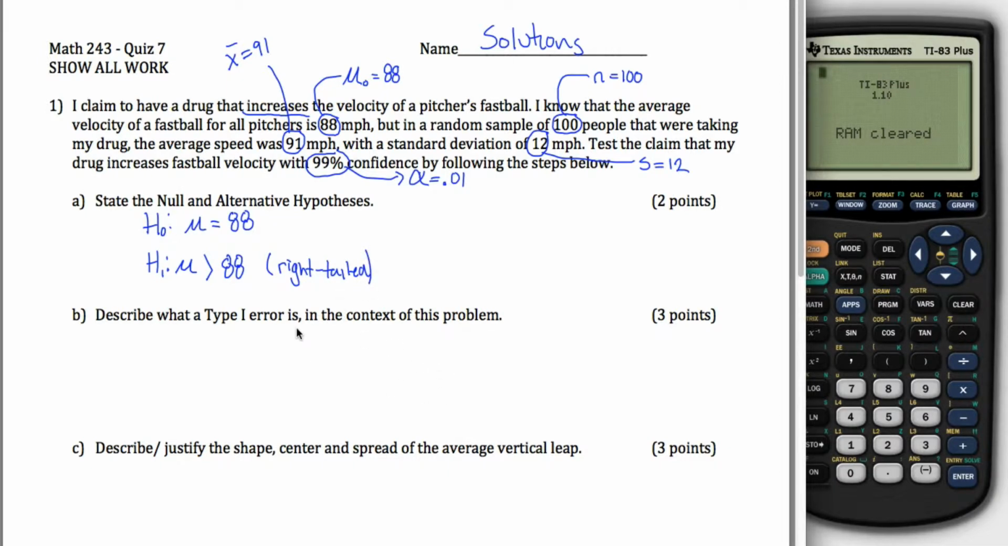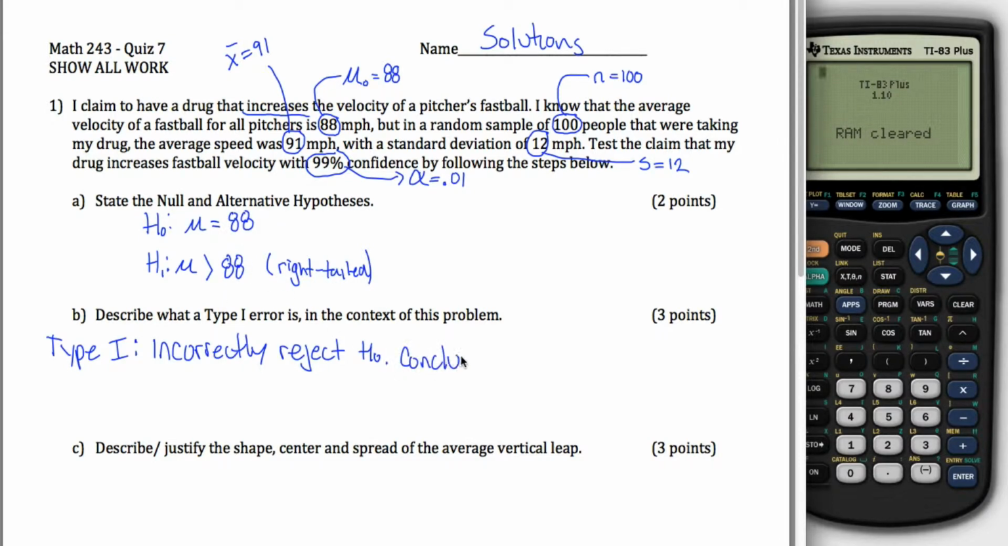Describe what a type 1 error is in the context of this problem. All right, so a type 1 error comes when you incorrectly reject the null hypothesis. So the null hypothesis is true, but you reject it. You say that it's false. So in reality, my drug doesn't do anything, but I say that my drug works. Incorrectly reject the null hypothesis.